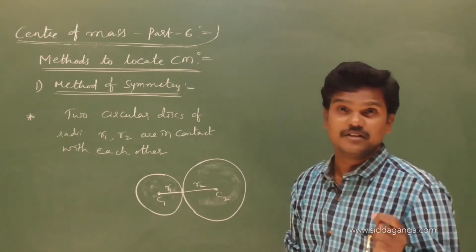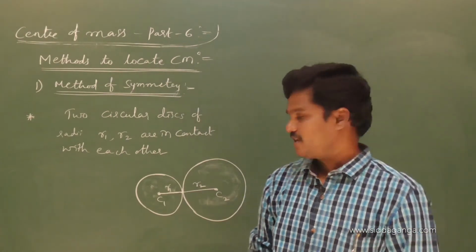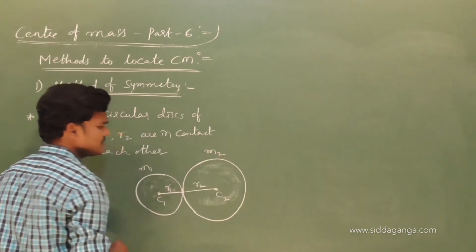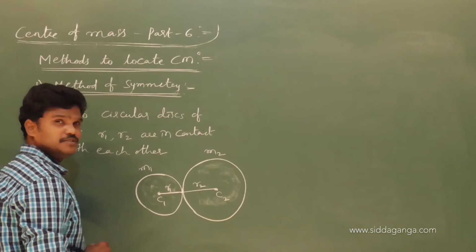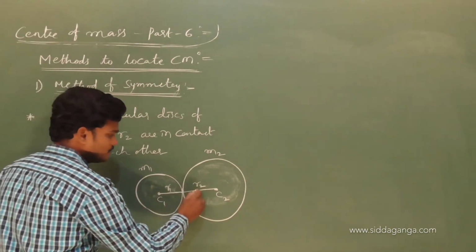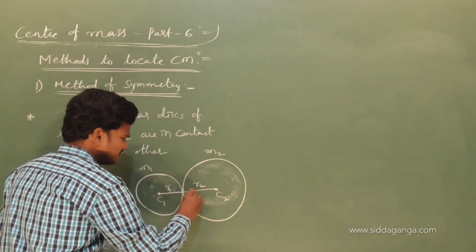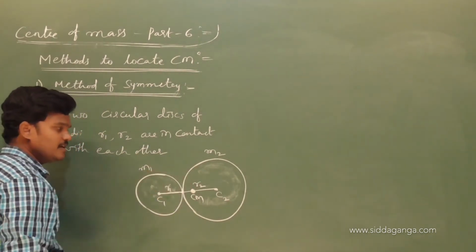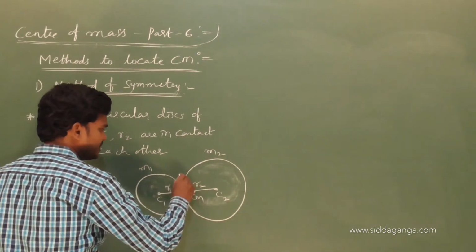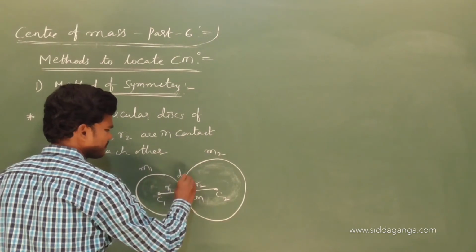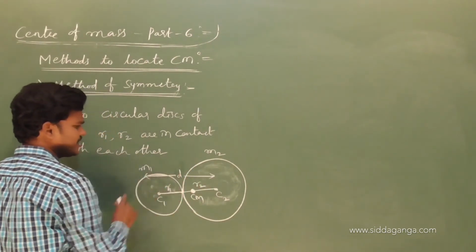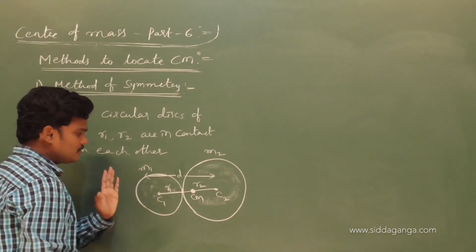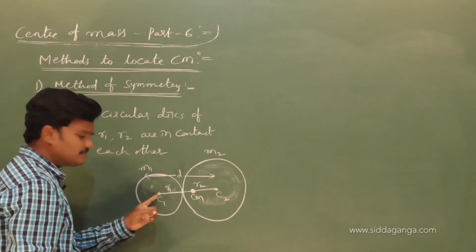The center of mass is always nearer to the heavier mass. If M1 is the mass of the first disc and M2 is the mass of the second disc, no doubt the center of mass is nearer to the heavier mass. So let us take it here. This is the center of mass, shifted to the heavier mass. Now the distance between these two centers, let us take it as D. Here, the target is to find the distance of the center of mass from the first disc.